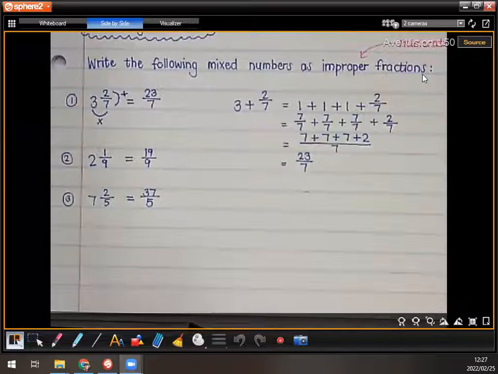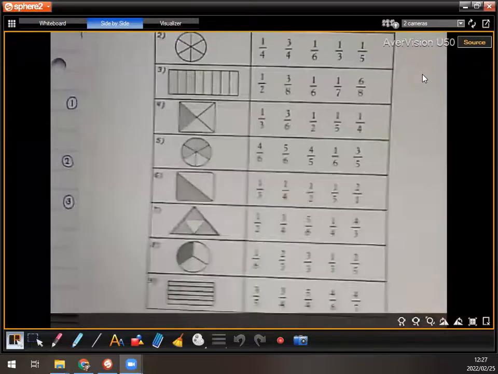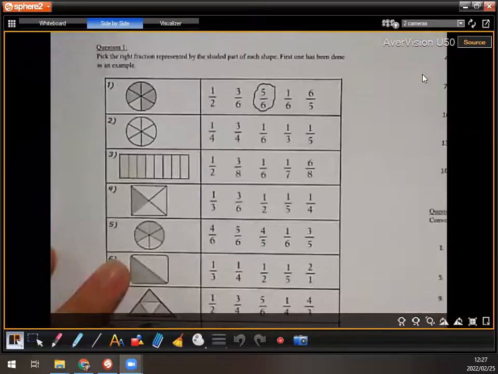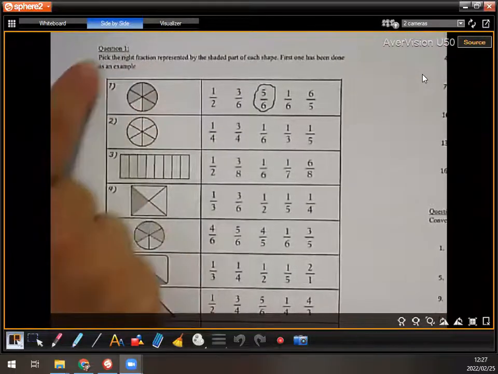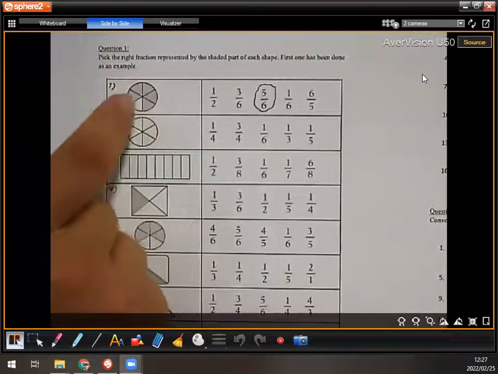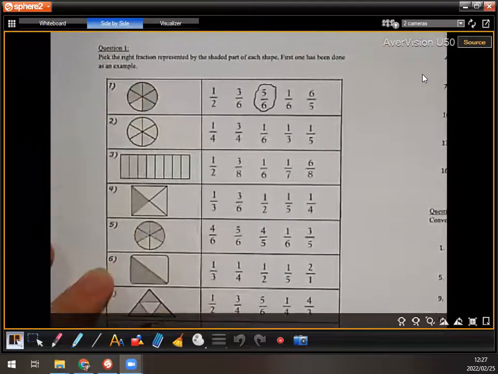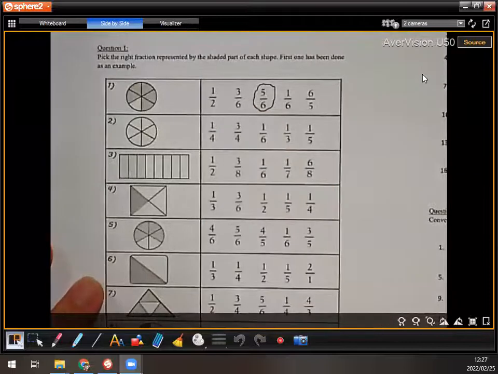Okay, guys, now question 1. Guys, you need to get into the habit of, when you see a question, first reading the instructions before you just jump in, okay? So they've done the first one for you. You can see that that circle has been split up into 6 equal parts and 5 of those parts are shaded. So the answer is 5 over 6.